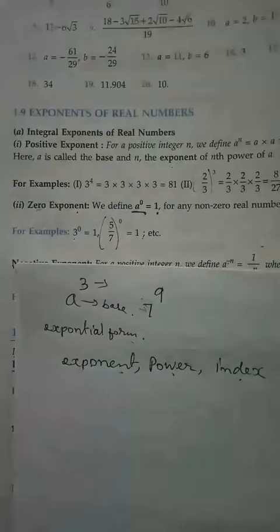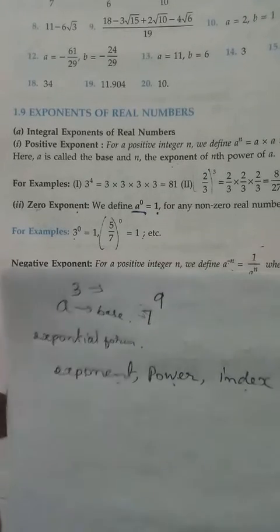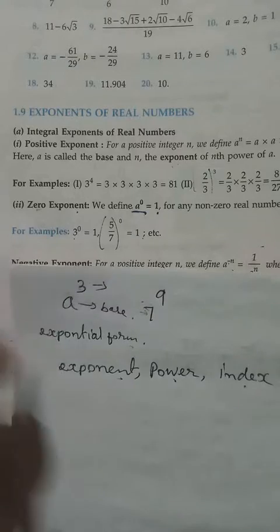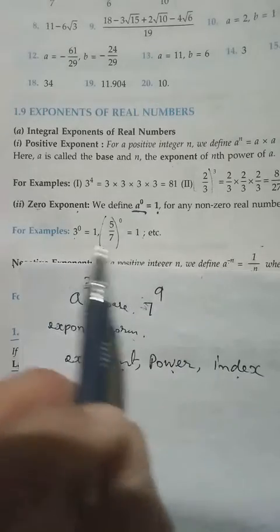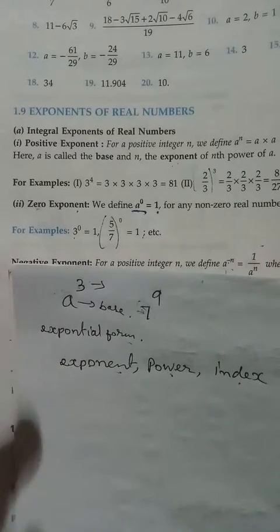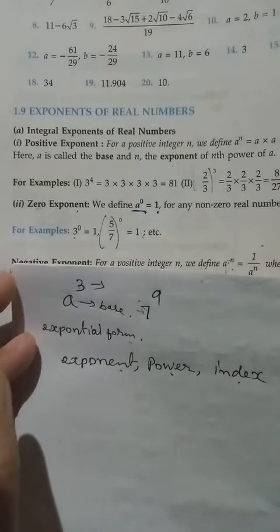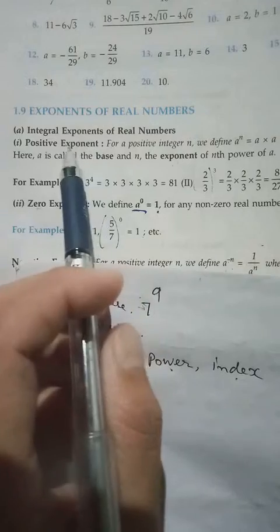Real numbers we already discussed. They are those numbers which may be even number, odd number, rational number, which we can write in the form p by q, provided there is no negative sign inside the radical sign. So those are all we call real numbers. So here we see, when we say exponent, remember it is the power.